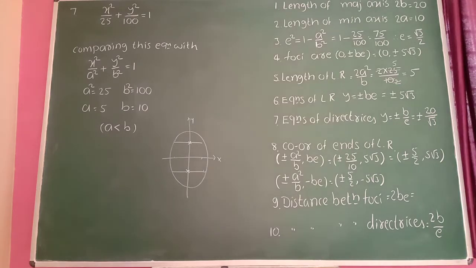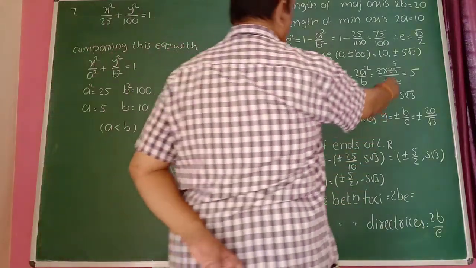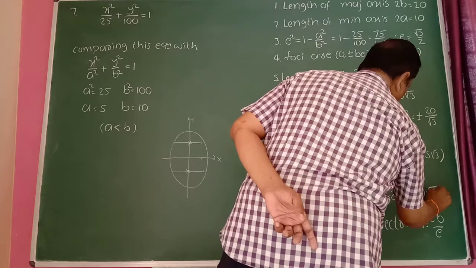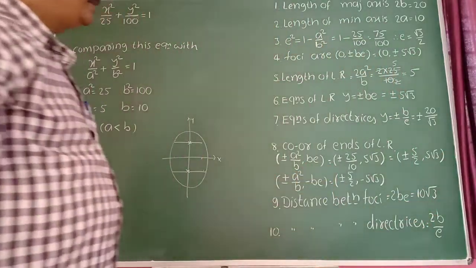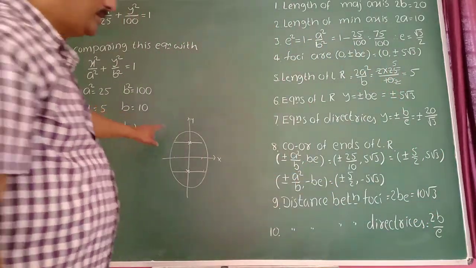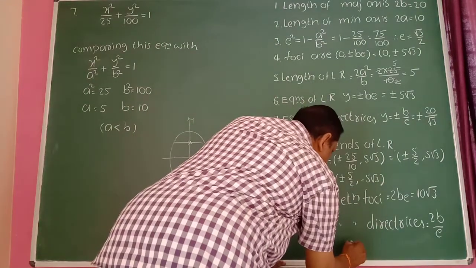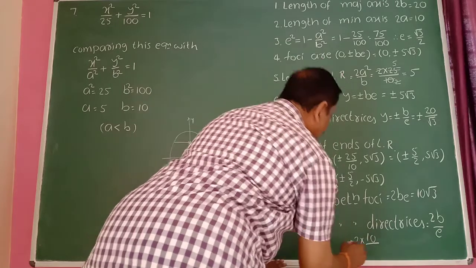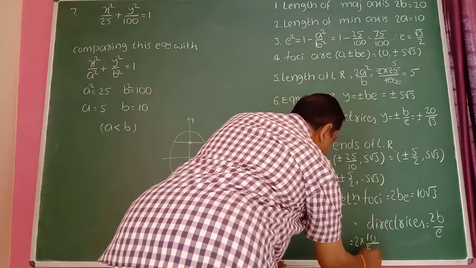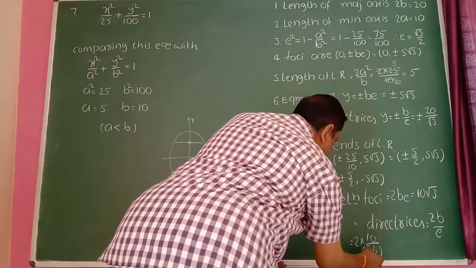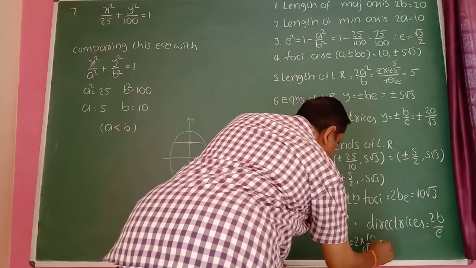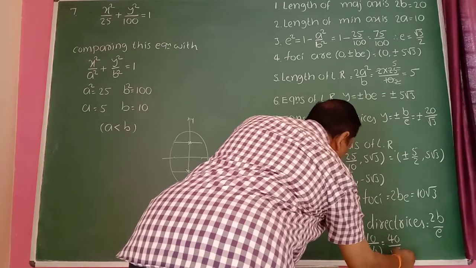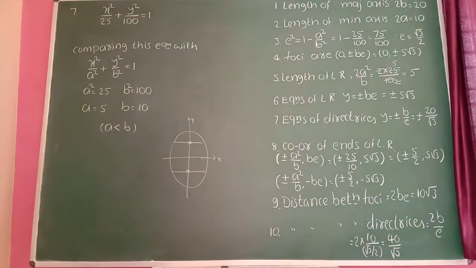Distance between foci: 2 b into e is 5 root 3, 5 twos are 10, so 10 root 3. Distance between directrices: 2 b upon e, so 2 into 10 divided by root 3 by 2. The 2 goes to the numerator, 2 fours are 4, 4 into 10 becomes 40. 40 divided by root 3, 40 by root 3 is the answer.